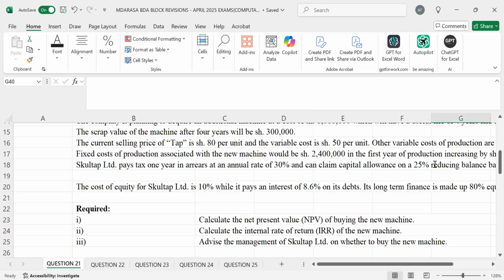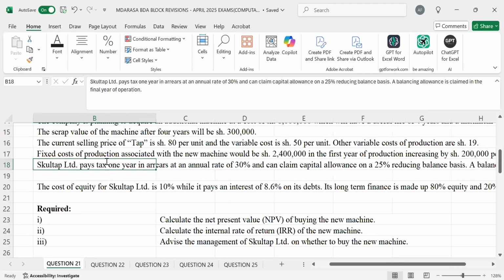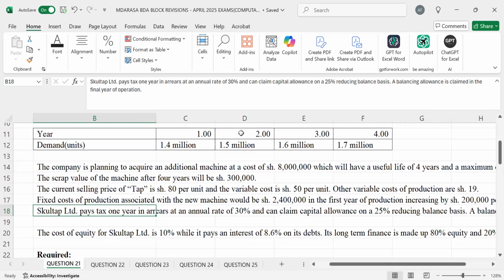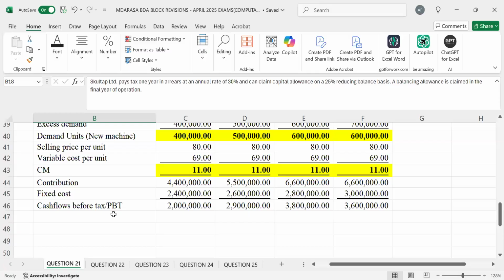We are going to tax you. The taxman will be taxing us at 30%, but it will be in arrears. This is not accounting. So therefore, we consider when this outflow is happening. So we need to determine that. Our outflow will be in arrears.